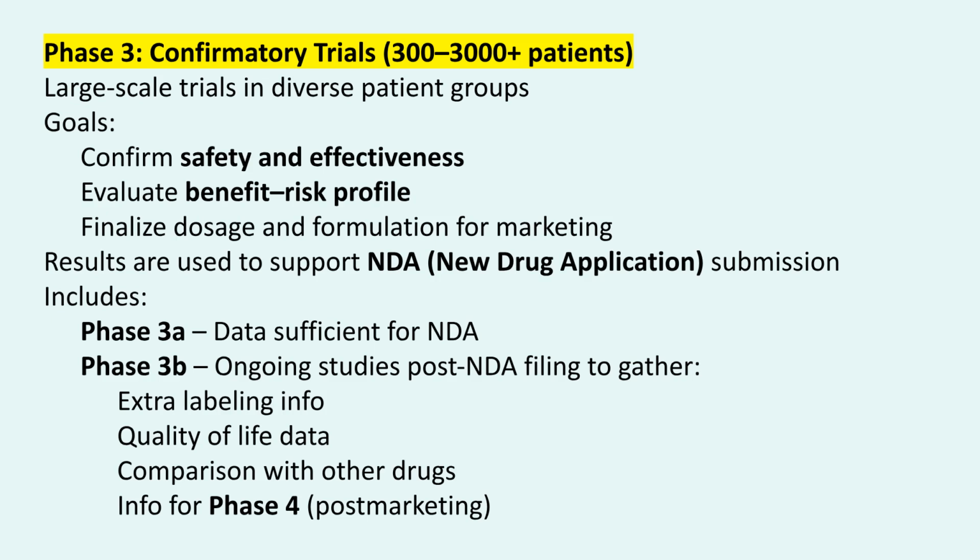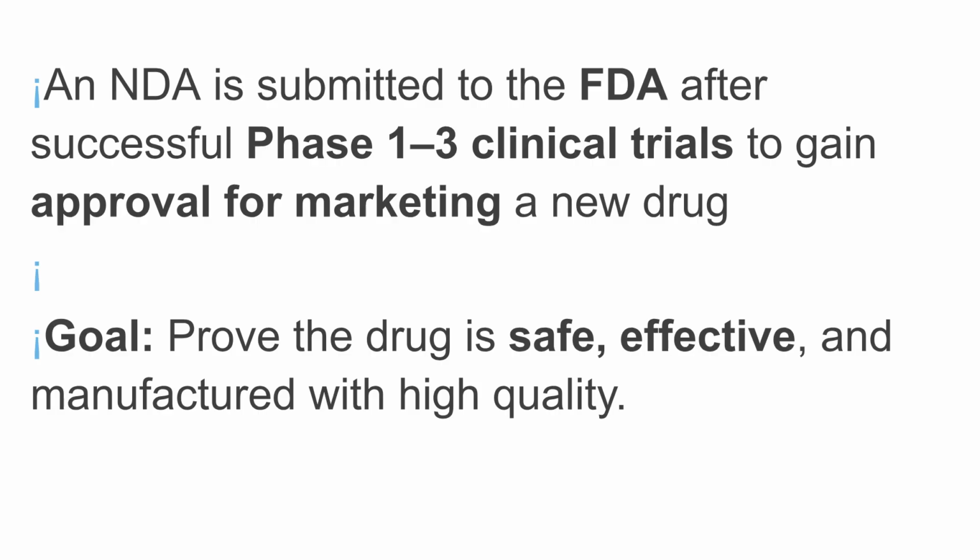Another application with the FDA is done, which is the NDA, or the new drug application. Phase 3A data should be sufficient for the NDA, which will be discussed in the next slide, and Phase 3B is an ongoing study post-NDA. An NDA is submitted to the FDA after successful Phase 1 to 3 clinical trials to gain approval for marketing a new drug, meaning the drug will be made available in the market for purchase.